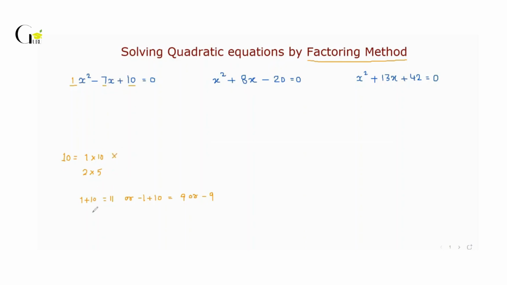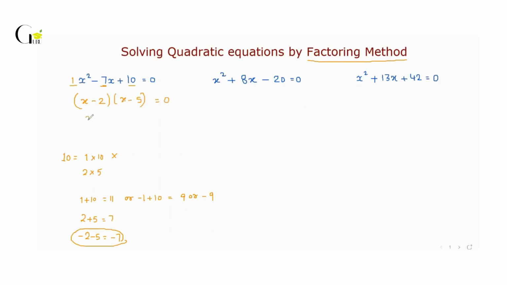Now let's try the 2 and 5. Obviously 2 plus 5 will make 7, but we want negative 7. So we have to take care of these negatives also. So how can we make negative 7? If we take negative 2, negative 5, which is negative 7. So we have to choose this factor. So we should write x minus 2 times x minus 5. So these are the two factors of this quadratic equation.